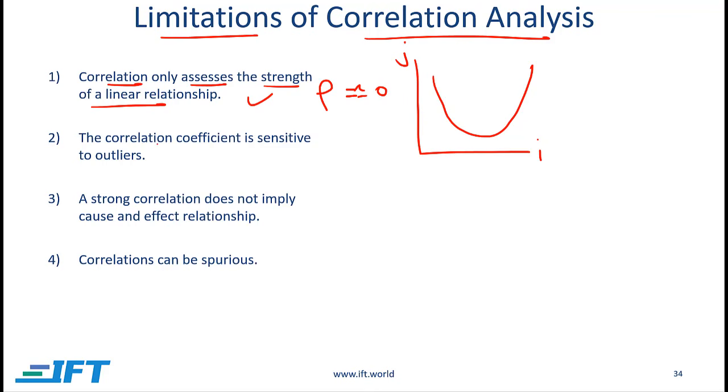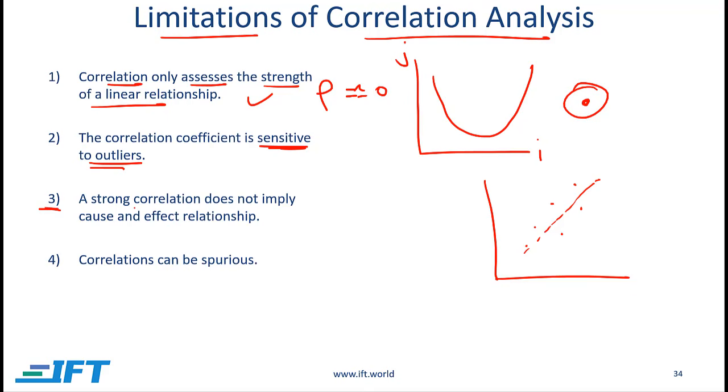The next limitation is that the correlation coefficient is sensitive to outliers. And this is illustrated over here. Let's say that we have X and Y data that looks roughly like this. Now, if we calculate the correlation, we will come up with a certain number. But then let's say that we have this huge outlier over here. The correlation number that we will calculate will be impacted by this outlier. And that's the point being made here. The correlation coefficient is sensitive to outliers.